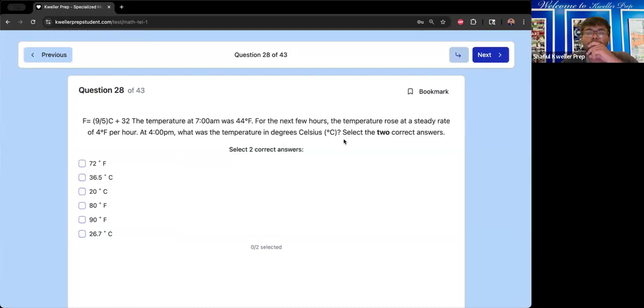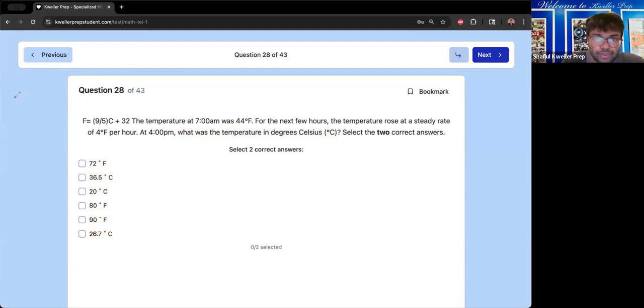Okay, we can do this one. Fahrenheit is equal to 9/5 Celsius plus 32. The temperature at 7 a.m. was 44. For the next few hours, the temperature rose at a steady rate of 4 Fahrenheit per hour. What was the temperature in degrees Celsius? I don't know who made this question, but it asks for Celsius, but there's Fahrenheit answers. So I think we can just choose either the Fahrenheit or the Celsius one.